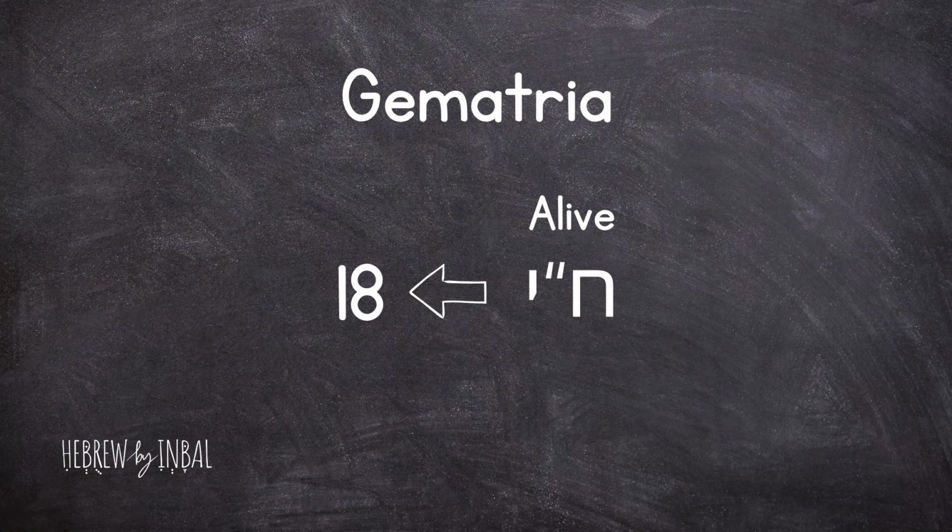The last example is probably the most common one and practical one. If you ever saw people giving gifts or donations in multiples of 18 or multiples of chai, which equals 18, 10 and 8, chai, it is because chai is the Hebrew word for alive. And you probably know it from Am Israel Chai. The people of Israel live. Am Israel Chai. So you will see people gifting or donating in multiples of 18 because it is considered a number of luck, fortune, symbolizing life.